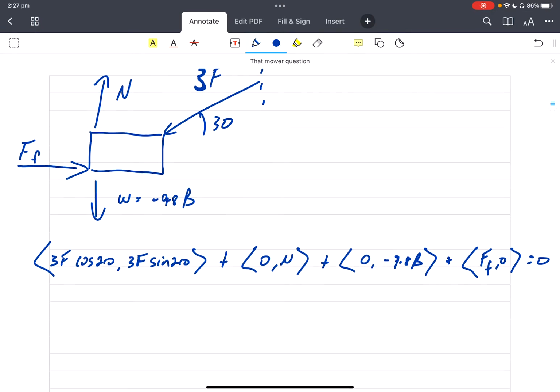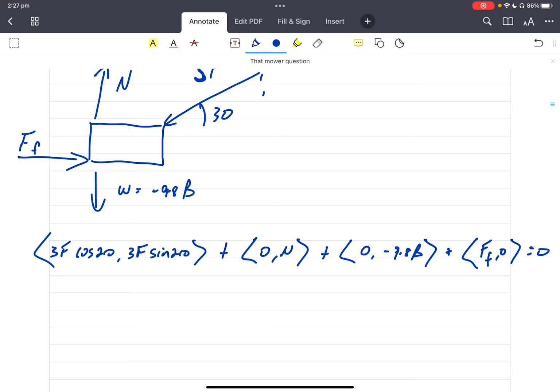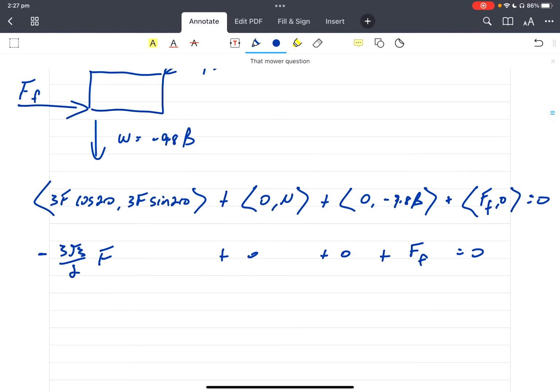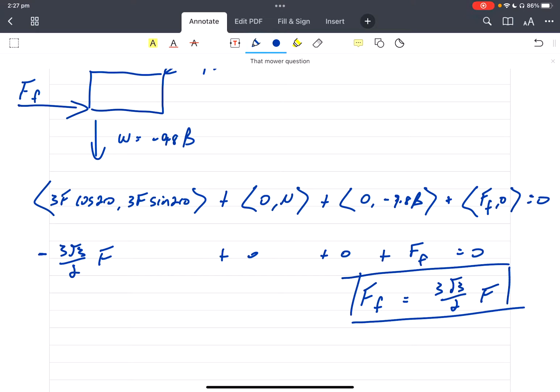Okay, let's pull out the x components. Cos 210 is root 3 on 2, so it's going to be 3 root 3 on 2 f, and it's in quadrant 3, so it's a minus. Then we've got plus 0 plus force of friction. So let's just neaten that up. So we can say the force of friction will equal that multiplied by the force that we're pushing with. So that's an equation. We've got one out of the way.